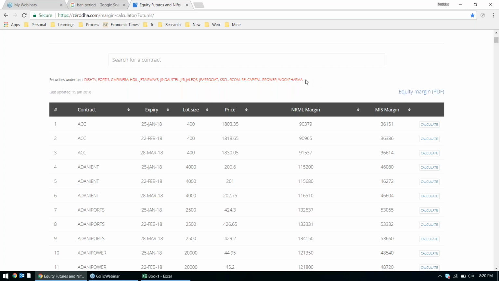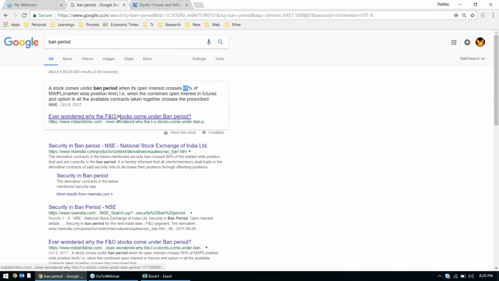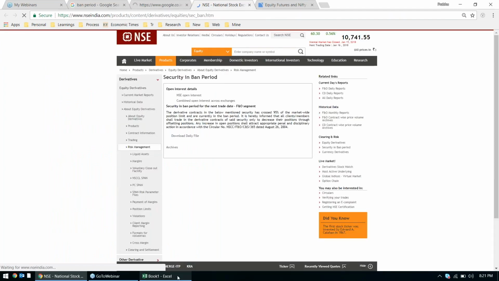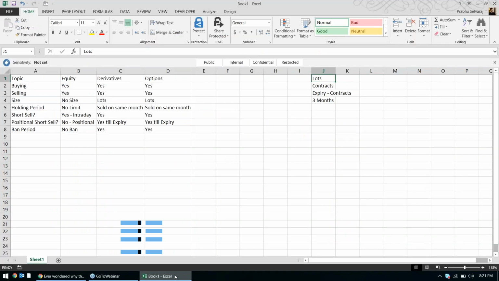If people have closed their existing positions and the market wide position limit has come down below 95%, then these stocks will be out of ban tomorrow. If not, this will continue to be the ban period tomorrow also. You can Google it and browse it. There is a very extensive explanation of what the ban period is. Have a look at the document. It's clearly available. NSE also gives an explanation. If you still have a doubt on what the ban period is, we'll take it up in the next class.